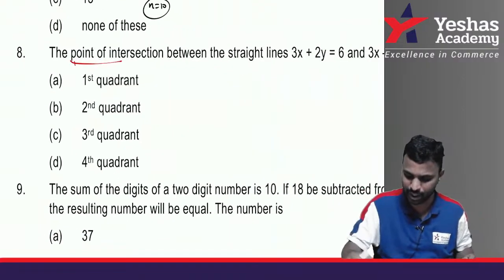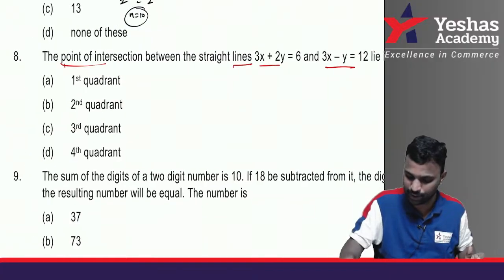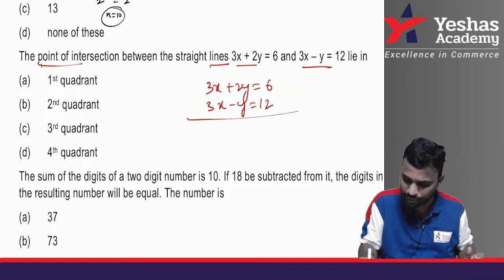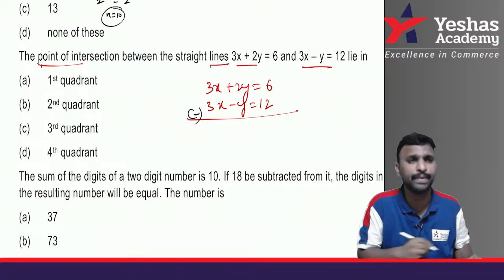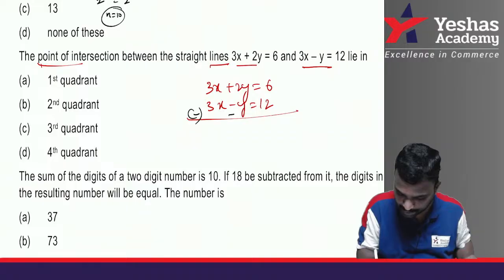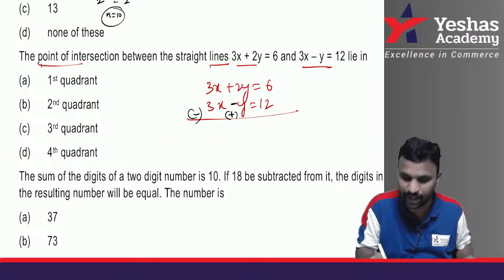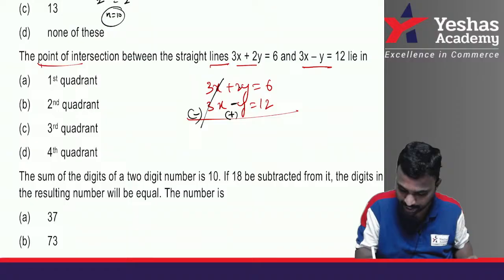The point of intersection between the straight lines 3x plus 2y equal to 6 and 3x minus y equal to 12. Guys, have a look at these two straight lines. If you want to find the x value and y value, you can solve it by the elimination method. First of all, let me eliminate x by subtracting the two equations. If I subtract the two equations, the sign of this y will become positive. So 3x cancels, 2y plus y becomes 3y, and this will become negative 6 minus 12 is minus 6. So y is equal to minus 2.